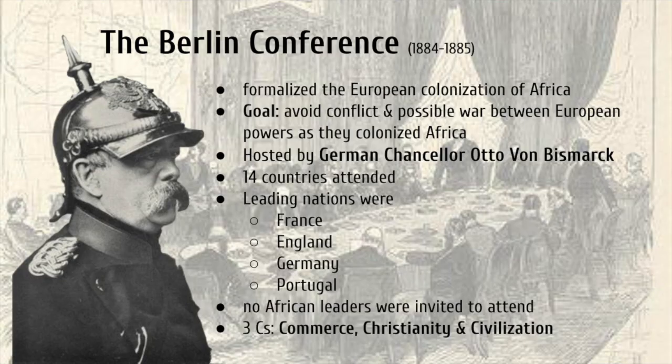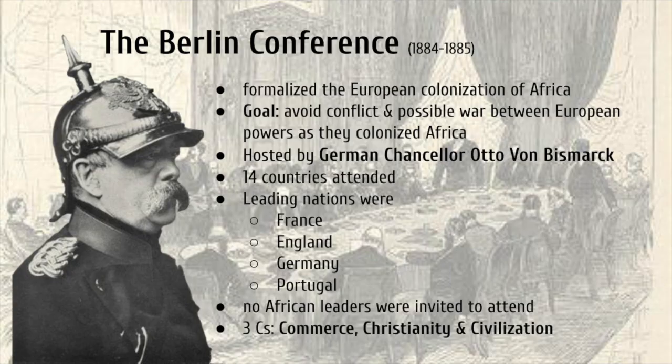So 14 countries are going to attend this conference. Those leading nations, of course, France, England, Germany, and Portugal. Now, they are sitting down and discussing the future of Africa in terms of European colonization. And of course, they're not going to invite any African leaders or representatives from any nation in Africa to Berlin to participate in this conference.